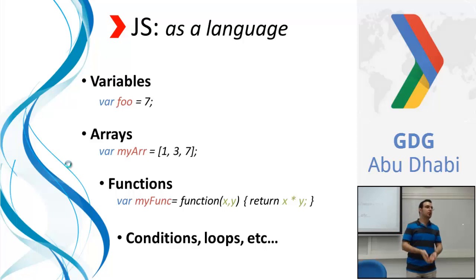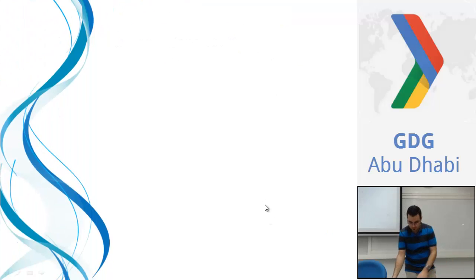Or you can make it an array. So just var myArray, and you just make it square brackets with elements separated by a comma. Or you can make a variable as a function. So here, myFunction, you define a function with 2 inputs, x and y, 2 parameters, right? And you just return whatever you want.